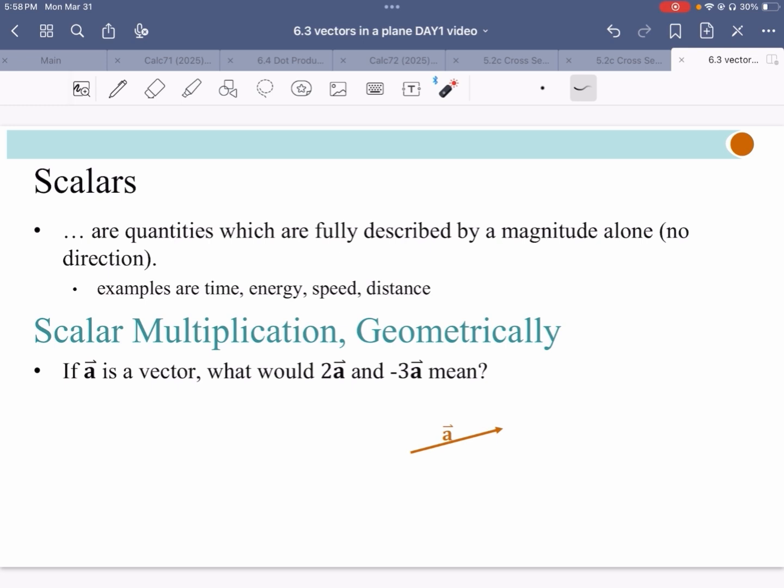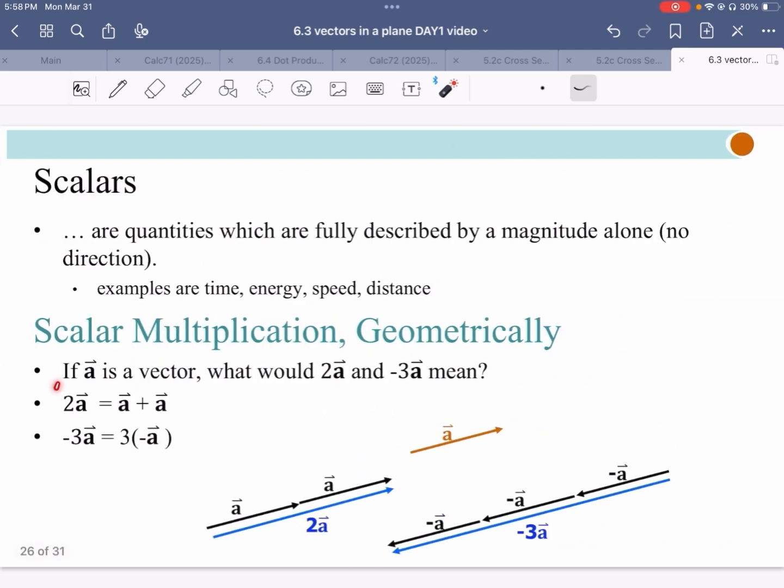Scalars are quantities that are fully described just by magnitude alone. There's no direction. So time, energy, speed, and distance, these are all just scalar values if you take a physics class. If you're going to do scalar multiplication geometrically, like if you have vector A here, what do you think vector 2A would represent? What do you think the vector negative 3A would represent?